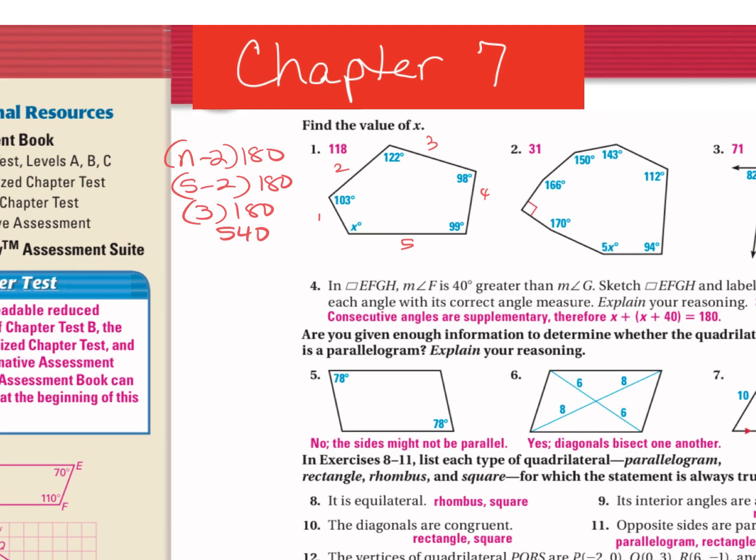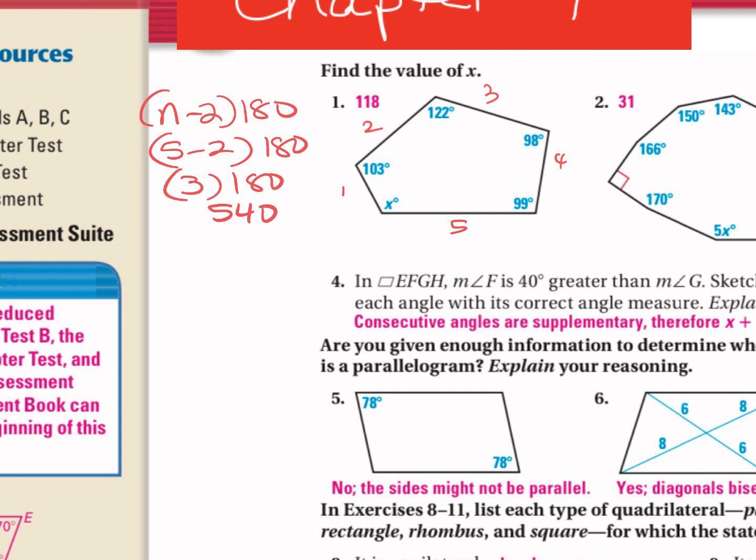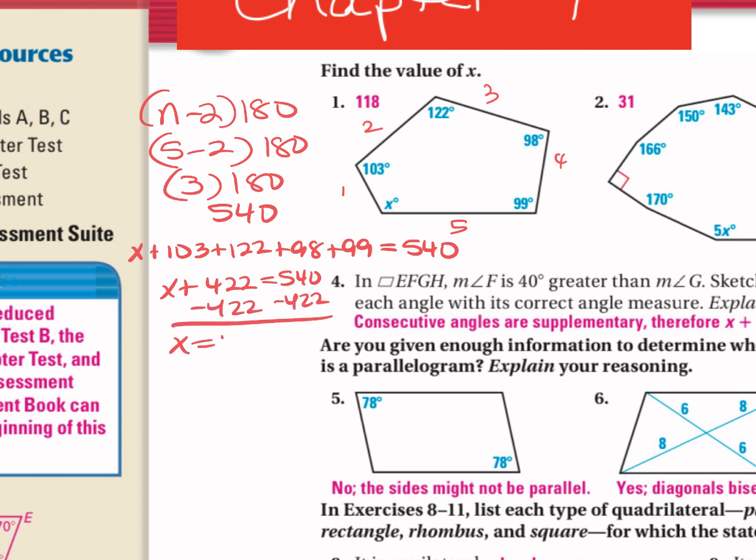Now what I need to do is take all of these angles and add them. So I'm going to do x plus 103 plus 122 plus 98 plus 99 and set that equal to 540. It doesn't matter how you write down those angles. If it doesn't ask you for something algebraic, you can just add them and then subtract. So I get 422. Subtract that from 540. And I get x equals 118.